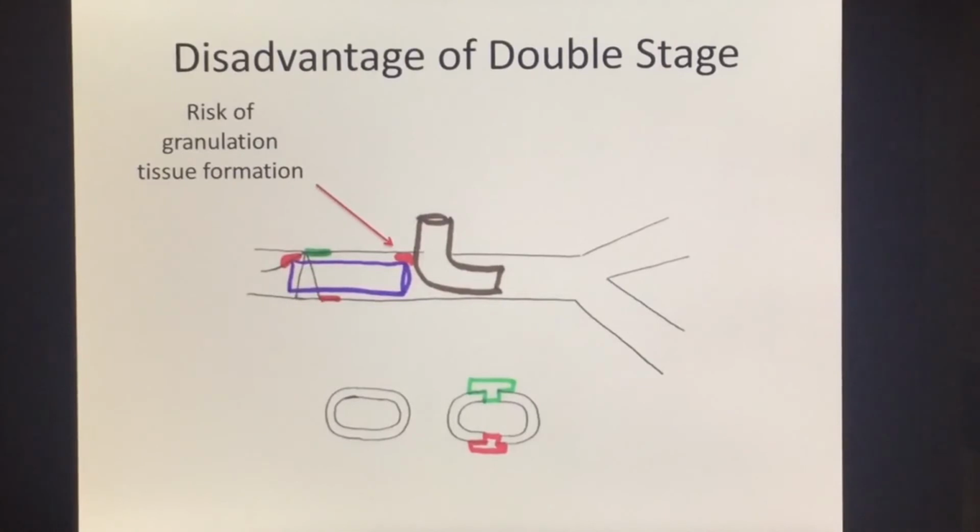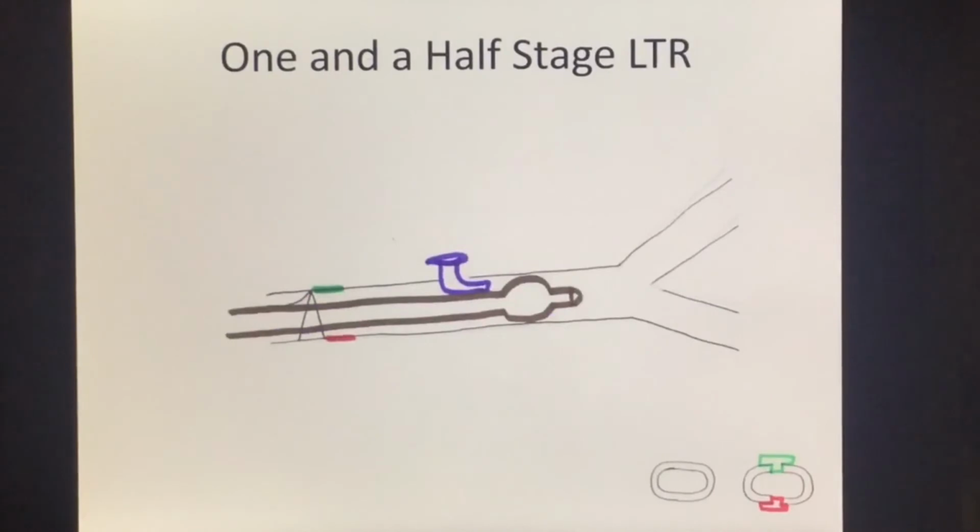However, there's a disadvantage of the double stage in that sometimes granulation tissue can form just above the tracheostomy due to rubbing of that stent. So therefore, a 1.5 stage LTR procedure may be beneficial in that case. So this allows a tracheostomy to stay in place as a safe backup airway while the patient is nasotracheally intubated.